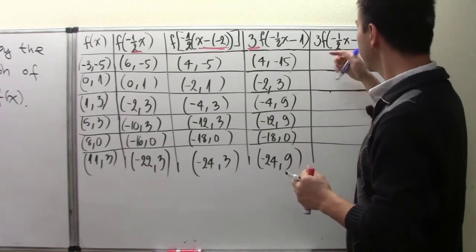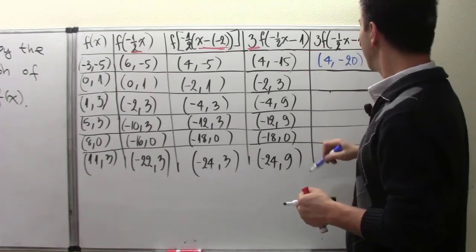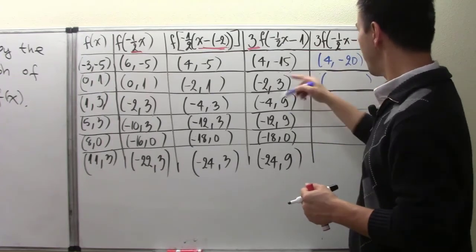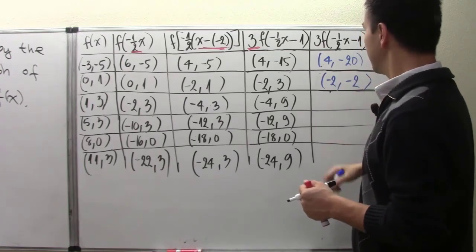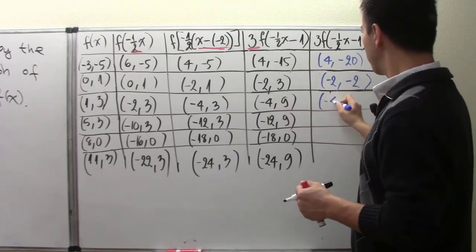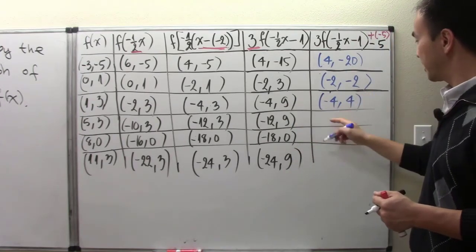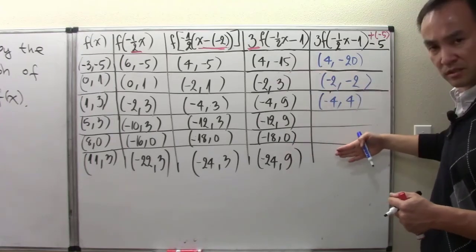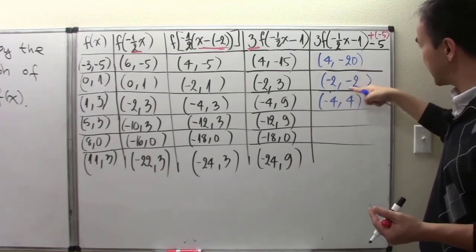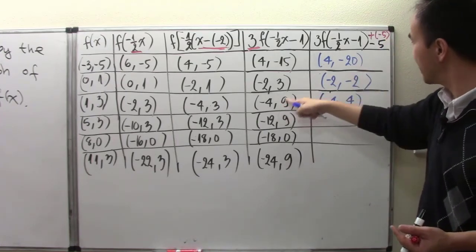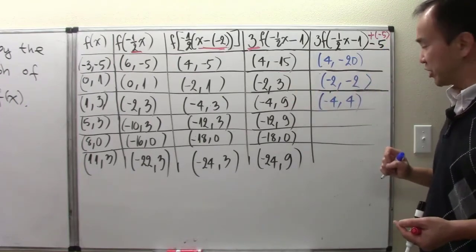All right. So this first point is 4 comma negative 20. This point came out to be minus 2 comma negative 2, and this point came out minus 4 comma 4. As we proceed, any y value is added with negative 5. See? That's why 9 plus negative 5 gives me 4, 3 plus negative 5 gives me negative 2, and so on and so on.